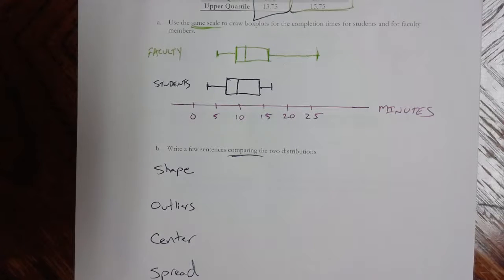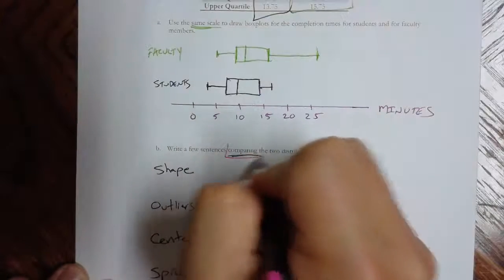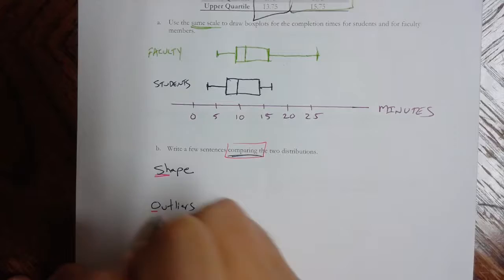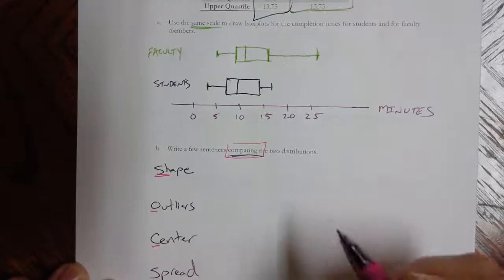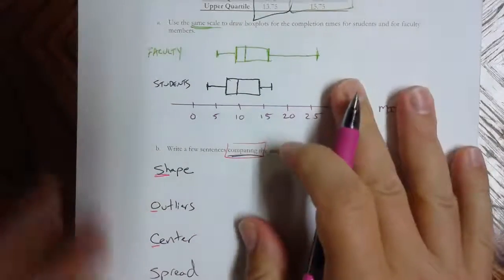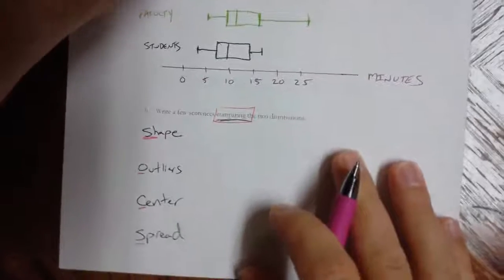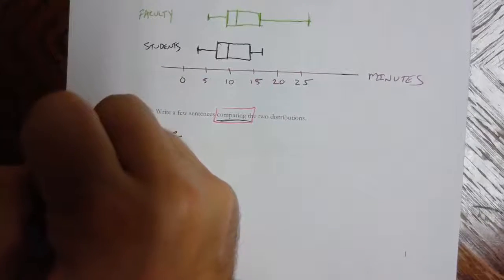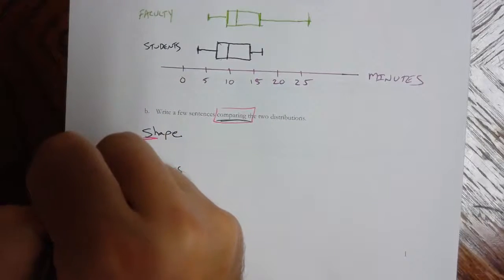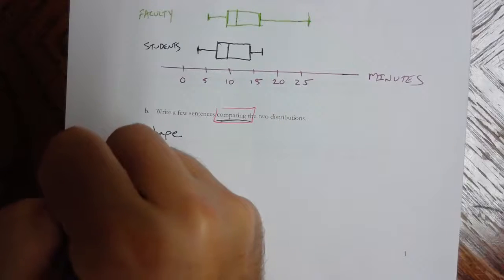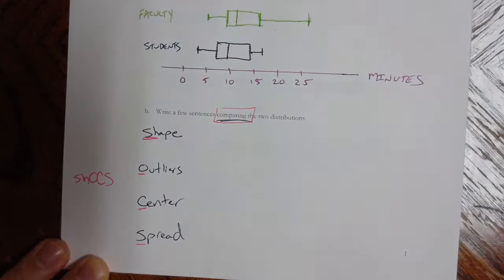Sometimes acronyms can be tools that people use to make sure that they don't mess anything up here. And one of the acronyms that you can use for comparing is called SHOCKS. So SHOCKS comes from shape, outliers, center, and spread. And if that helps you remember, fine. If you don't need that, that's okay too.